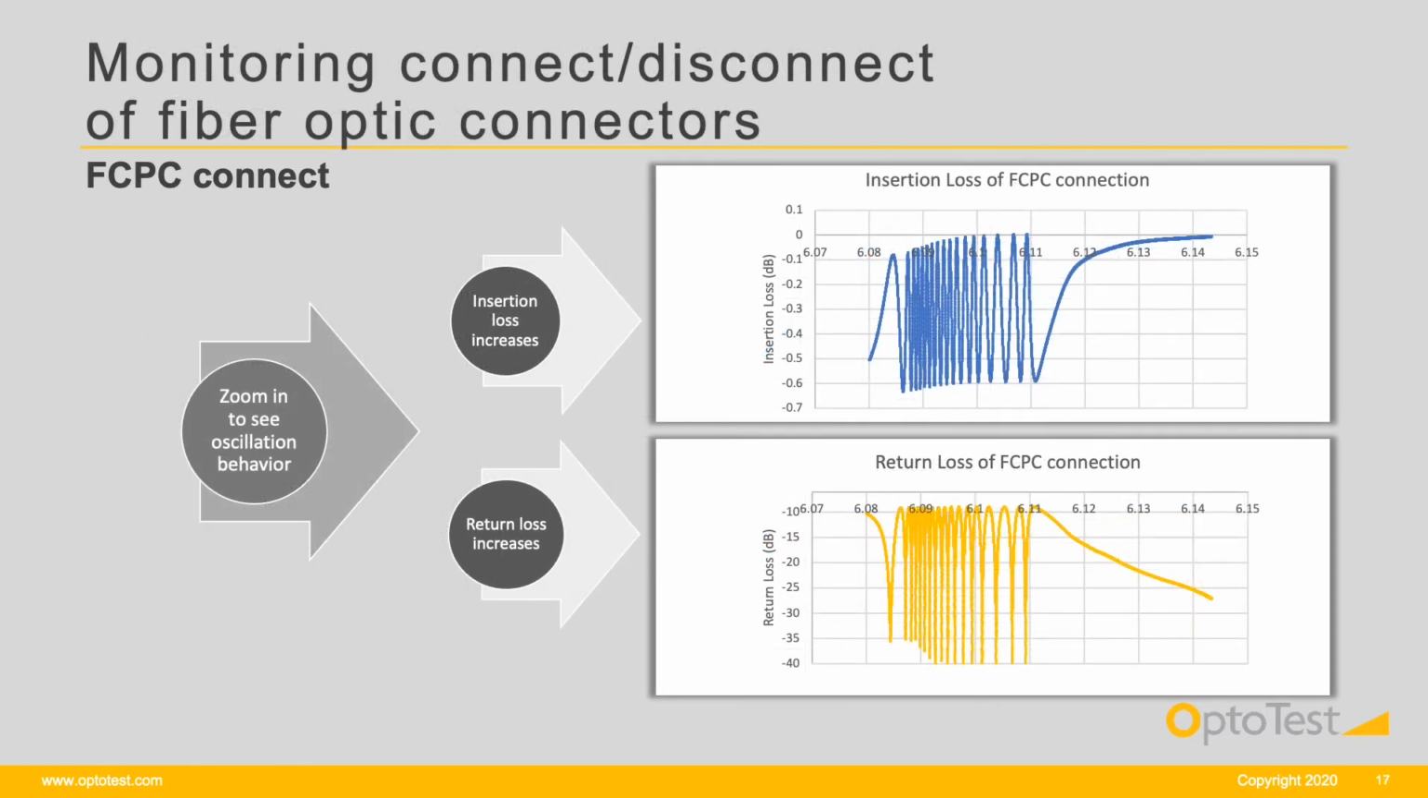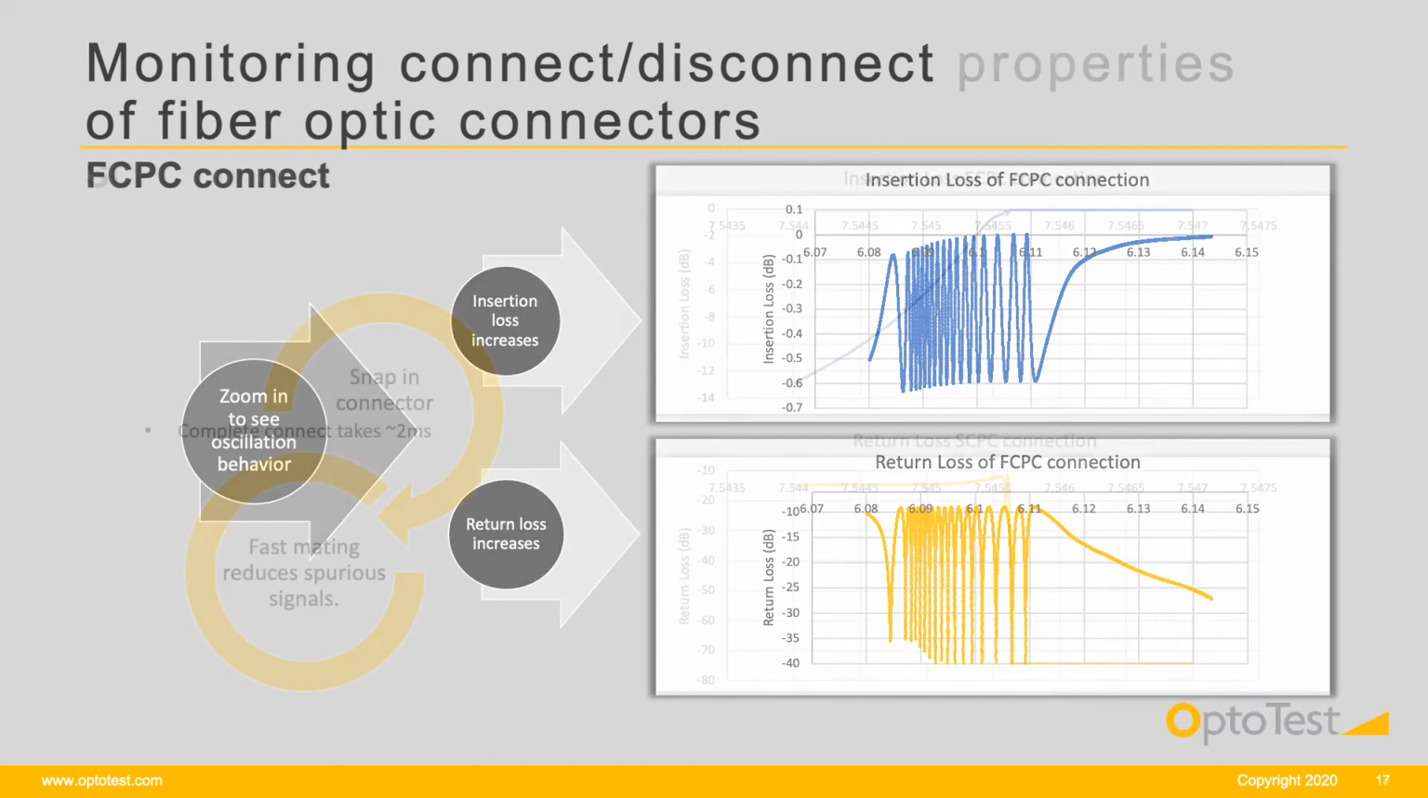When zooming in on the graph to see the point of mating, one can see that the IL swings between 0 and negative 0.6 dB right before mating. The return loss, however, swings between negative 9 dB and about negative 40 dB. The OP740 capturing resolution allows for this fast fluctuation to be completely captured and analyzed. Each interference peak and valley is fully resolved.